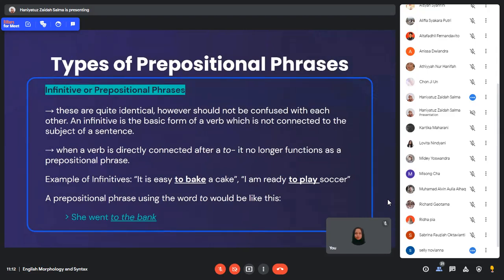Infinitives can act as a noun, adjective, or adverb. Next slide, please.